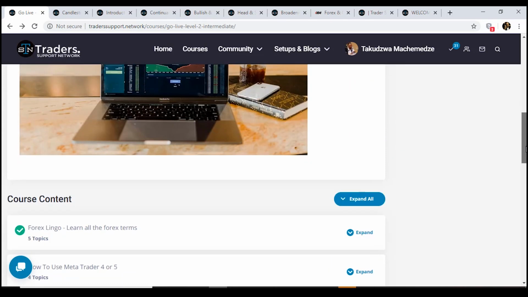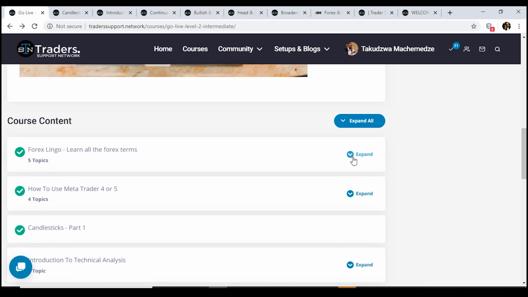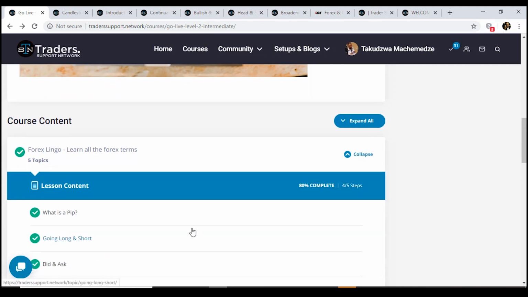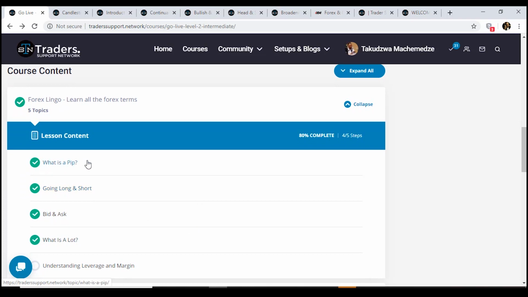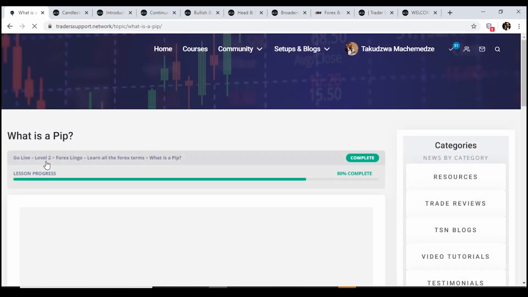For example, if we expand the Forex lingo chapter, you'll be able to take a look at all the subtopics: what is a pip, going long and short, bid and ask, what is a lot. If we were to open this subtopic of what is a pip, remember all this information is very vital under Forex lingo, as you get an opportunity to understand and familiarize yourself with all the terms that are used in the FX markets, especially when you read media articles online or interact with your peers.